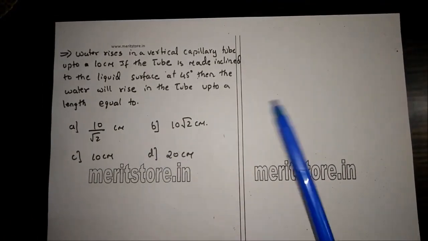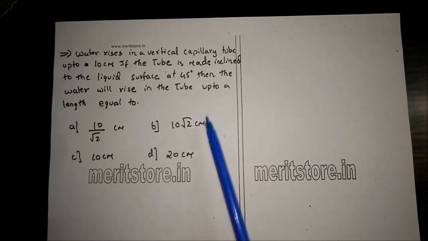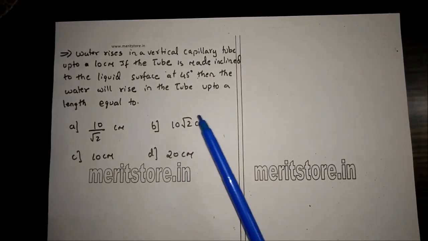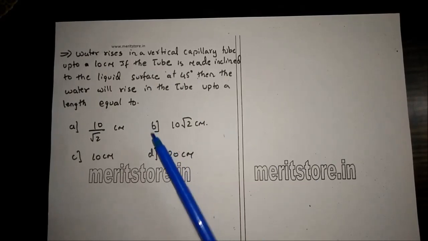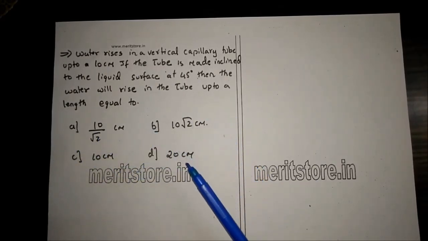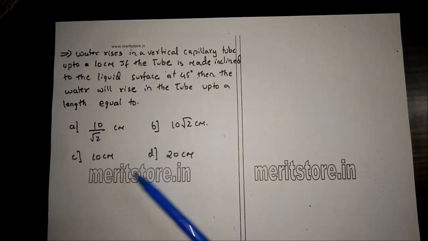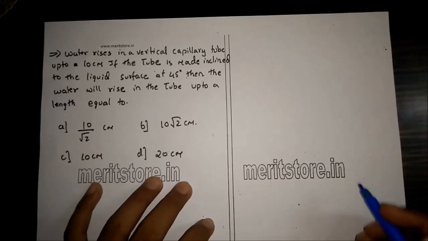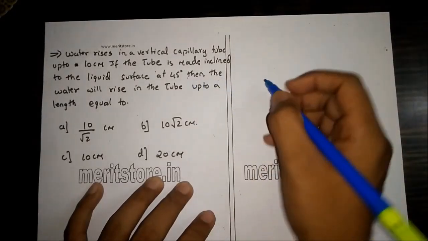Water rises in a vertical capillary tube up to 10 centimeter. If the tube is made inclined to the liquid surface at 45 degrees, then the water will rise in the tube up to a length equal to either A 10 by root 2 centimeter, B 10 root 2 centimeter, C 10 centimeter, or D 20 centimeter.